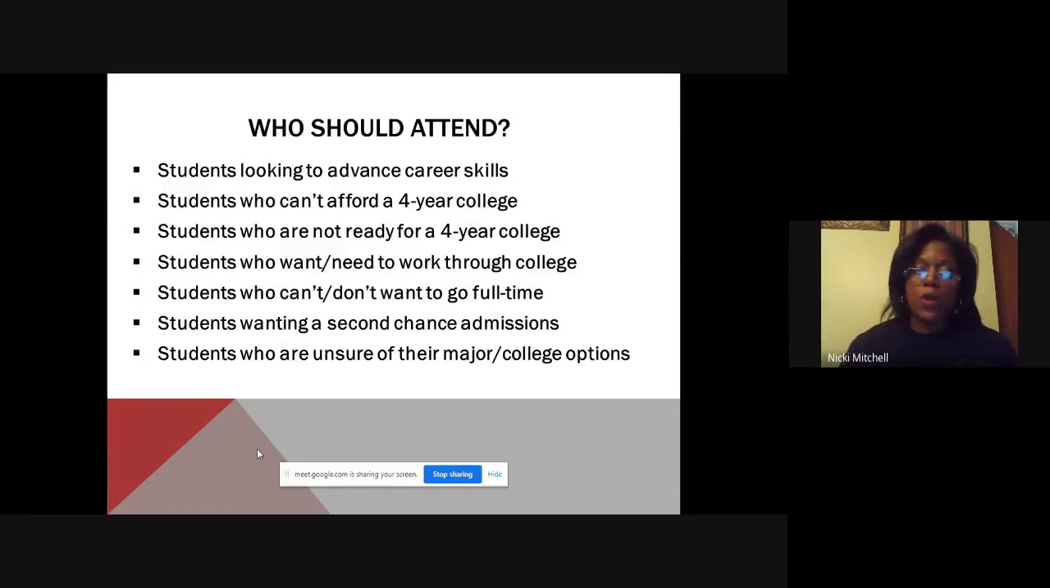Students, like I said, who need to work, students who don't necessarily want to go full time. Most 4-year college students are in a full-time program. That's what it's intended for. But there are some students out there who really do need to work while they're getting their education.